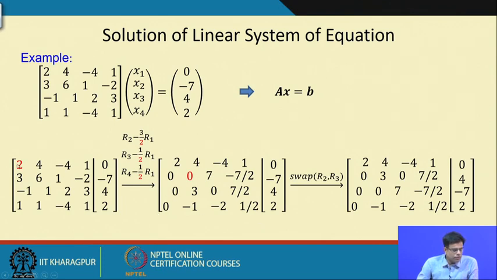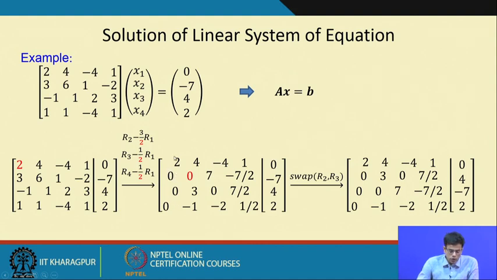To do that, if I subtract 3 by 2 times row 1 from row 2, we obtain row 2 with 0 in the first element. Similarly, if I subtract 1 by 2 times R1 from row 3, we obtain 0. Similarly, subtracting 1 by 2 times R1 from R4, we also get 0.